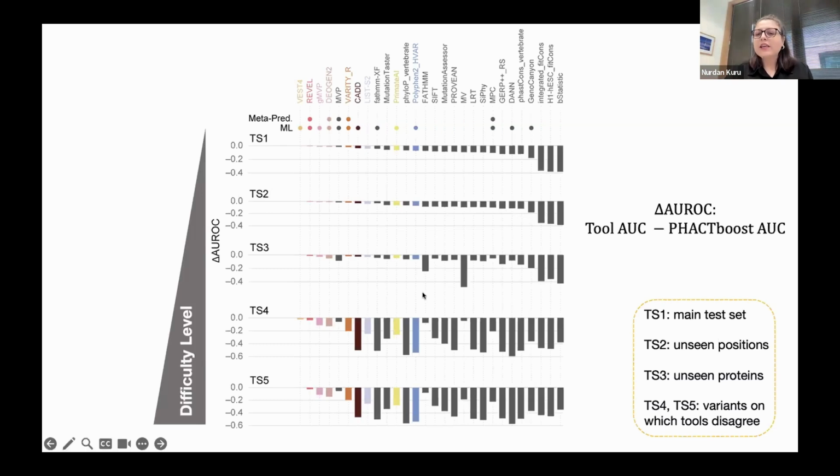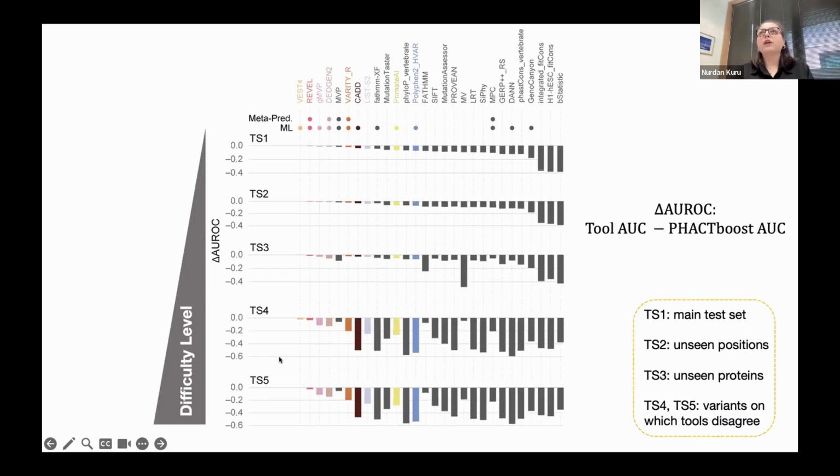For TS3, we are just taking unseen proteins. What I mean is if a protein exists in the training set, we eliminate all variants related to that protein from our test set. So as you see, the difficulty increases step by step. And what are TS4 and TS5? We call these hard cases.